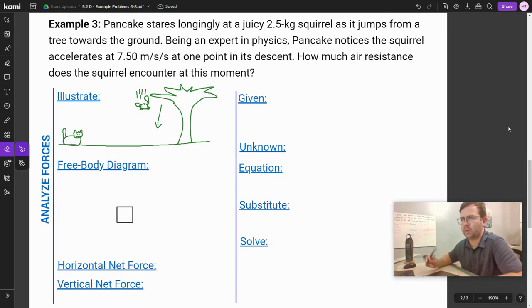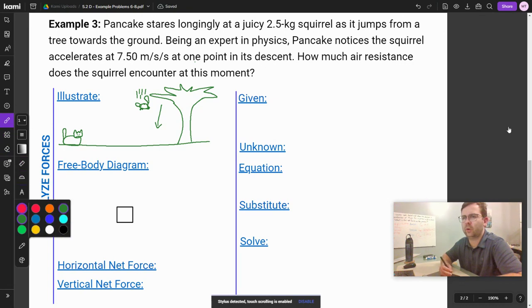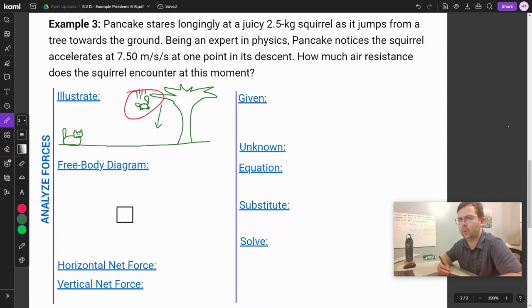So I've drawn my picture here. We're going to draw a free body diagram. Keep in mind we are focusing just on the squirrel, right? So we're drawing forces that are acting on the squirrel. That would be the force of gravity pulling the squirrel towards the earth. There is also some air resistance. We don't have any horizontal forces, so the horizontal net force would just be 0. The vertical net force is going to be the two forces added together. So that's gravity plus air resistance.